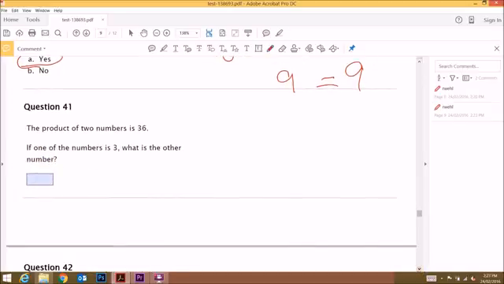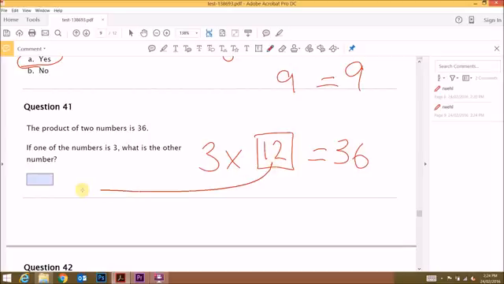Question 41. The product of two numbers is 36. If one of the numbers is 3, what is the other number? So I can just write it out like this. Product means times. So 3 times something equals 36. Okay, and you can guess and check. I'm going to guess 12, and 3 12s are 36. So that means that 12 is my answer.